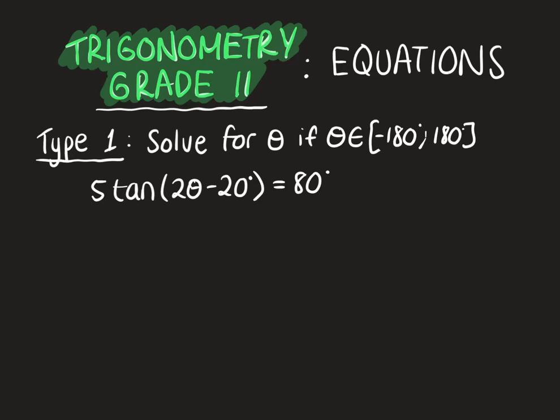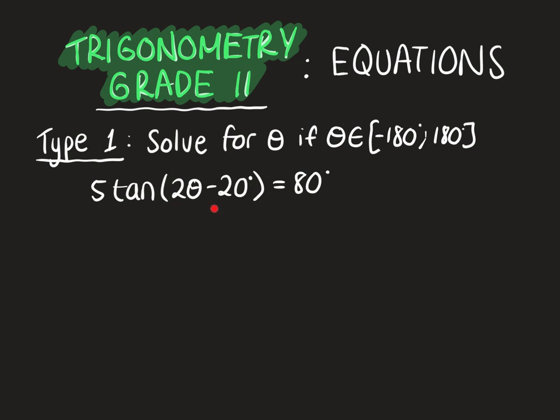Today we're going to carry on with the trigonometry grade 11 equations and we're going to start our types. So type 1, the first one we're going to do, we are solving for theta if theta is an element of negative 180 degrees to 180 degrees. Okay, so now we know we're not dealing with a general solution, we are dealing with specific solutions. Reason being, they have given us a domain.